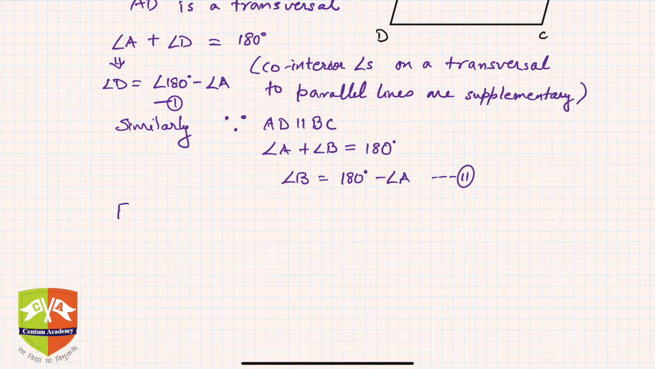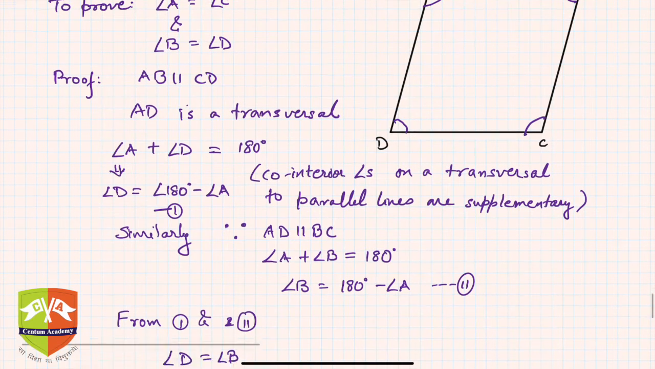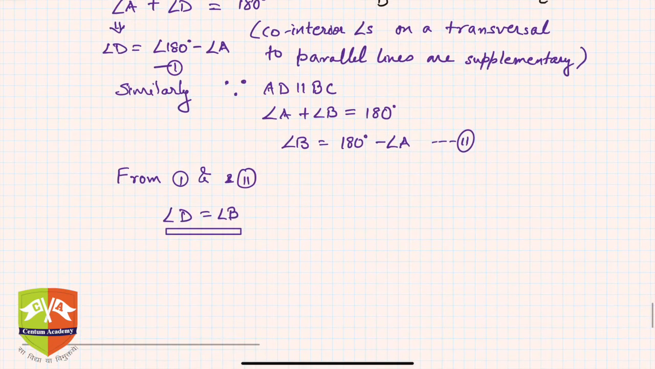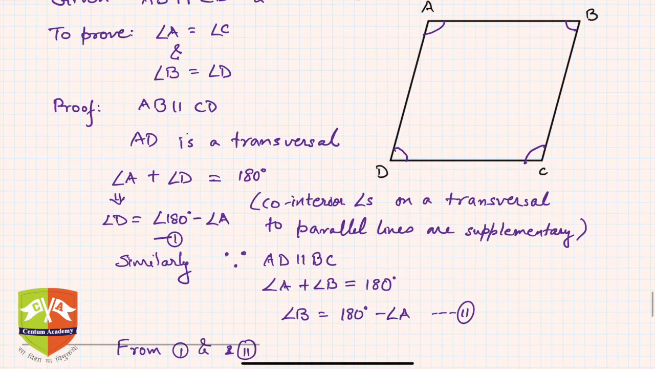So from 1 and 2, what do we say? Angle D will be equal to angle B because both the RHS are the same. So angle D is equal to angle B. So opposite angle B is equal to angle D. And with the same logic, you can prove angle A is equal to angle C.